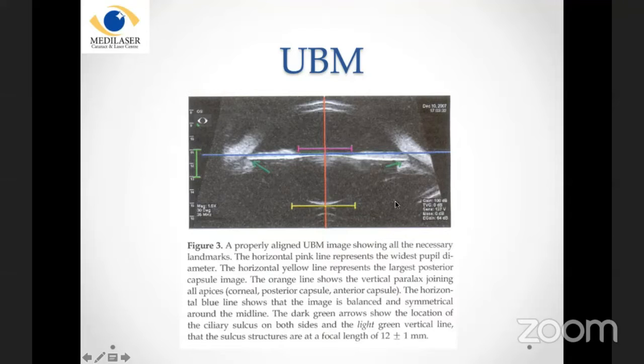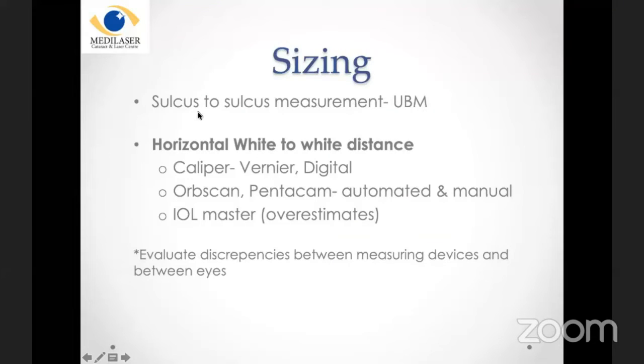So this is one such perfect image where it's horizontally balanced and symmetrically aligned around the midline. The apices of the cornea, anterior posterior capsule are perfectly aligned. And here the green arrows show us the sulcus. Here we can measure the sulcus to sulcus distance, but what we usually require in the calculators that we use is the horizontal white to white distance.